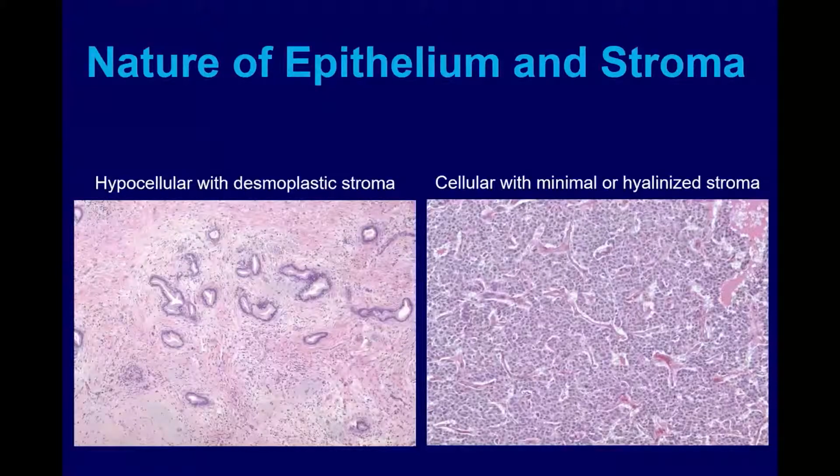So just to illustrate what those two things really mean, if we're talking about the nature of the epithelium and stroma, here on the left, we have a hypocellular lesion with desmoplastic stroma. And on the right, here's what we mean by a cellular lesion. Very little stroma, maybe a little bit of minimal hyalinization, but most of your tumor is comprised of cells.